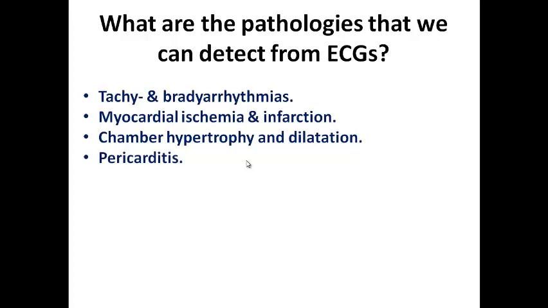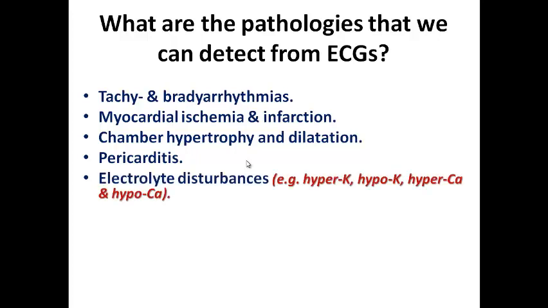It can give us an idea about how to diagnose pericarditis, because pericarditis can be diagnosed from ECG features, as we are going to say after this. Electrolyte disturbances sometimes have some ECG manifestations that may help us to check the laboratory tests for these electrolytes if we suspect from the ECG that there is a problem, like hyperkalemia, hypokalemia, hypercalcemia, and hypocalcemia.